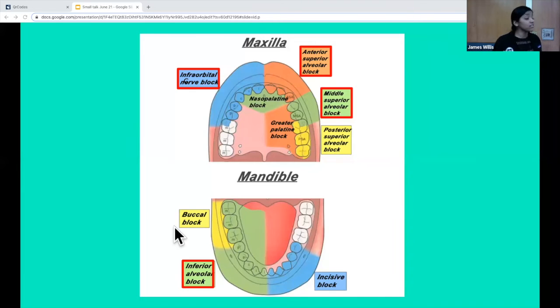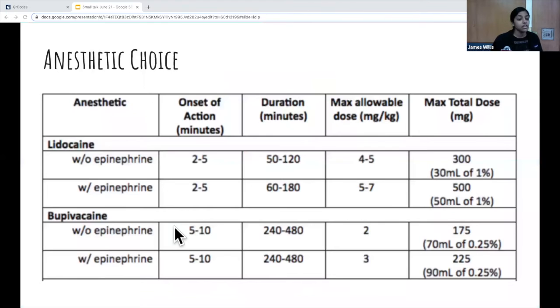So I found this figure super helpful when I was trying to figure out how to do oral blocks in peds. Based on where your tooth pain or injury is, you can use it to figure out which oral block to use. The most common oral blocks include the supraperiosteal, inferior alveolar, superior alveolar, infraorbital, and mental nerve blocks. In terms of the anesthetic, there are a couple of options.